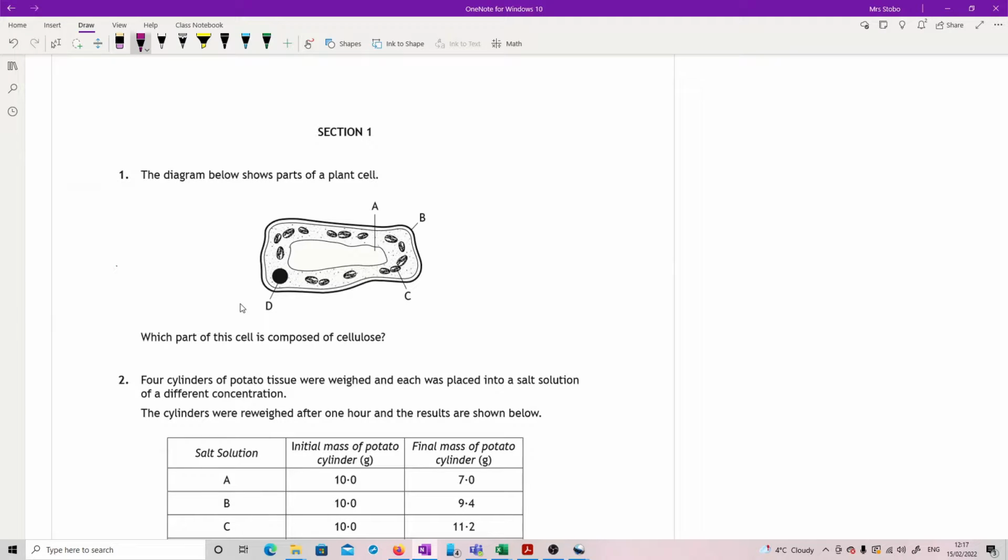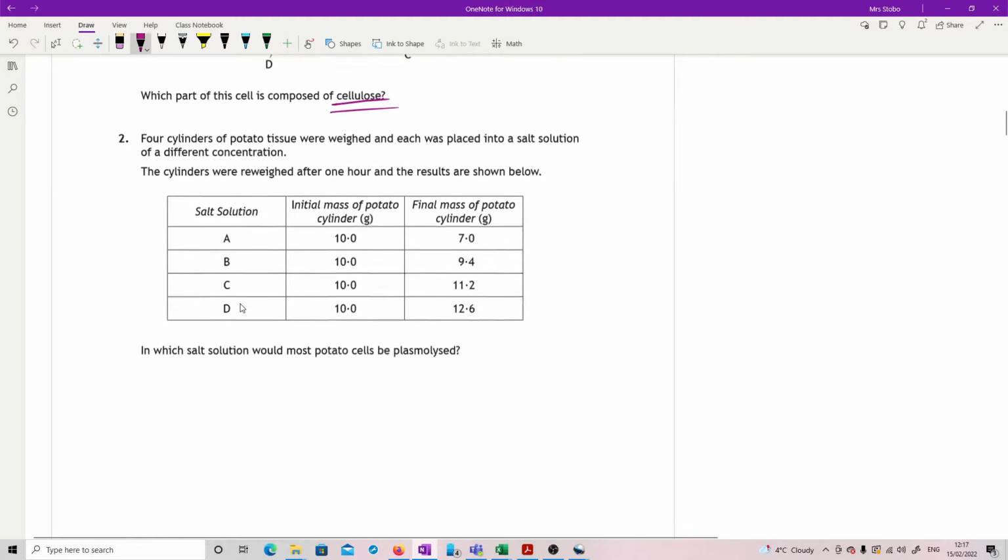Right, this is the 2016 multiple choice. Again, I'm just going to try and run it as a whole thing. Question 1. The diagram below shows parts of a plant cell. Which part of the cell is composed of cellulose? Cellulose, you're supposed to know, is plant cell wall. Okay, A is the vacuole, C is the chloroplast, and D is the nucleus. So B is the cell wall.